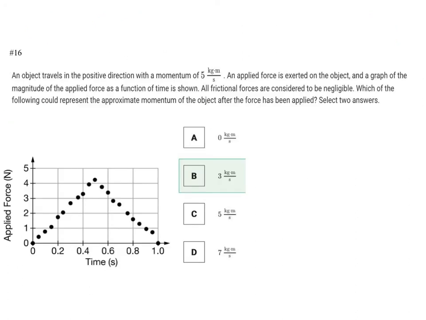An object travels in the positive direction with a momentum of 5 kg·m/s. An applied force is exerted on the object, and a graph of the magnitude of the applied force as a function of time is shown. All frictional forces are considered to be negligible. Which of the following could represent the approximate momentum of the object after the force has been applied? Select 2 answers.